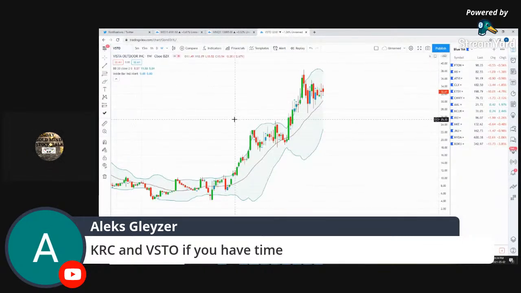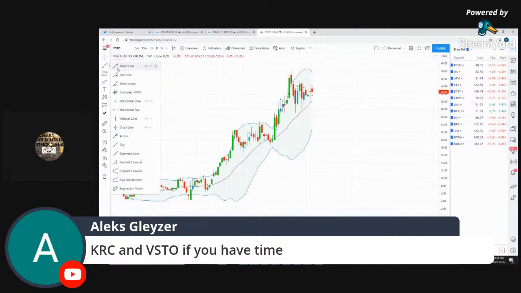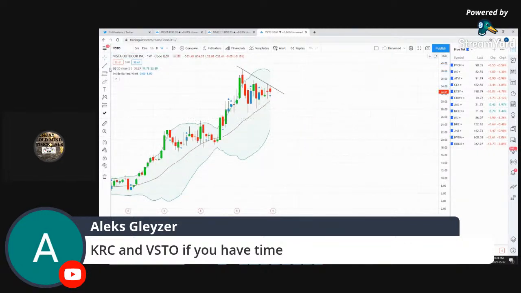VSTO. Another inside bar. Okay. And this one is tight. Very tight. Look at this pattern here. Okay, so we have a triangle pattern here, and it's very, very tight. Look at that. So damn tight. See that? So it's looking to break out. So same play. Bracket the inside bar, take it to the upside here, take it to the downside there.